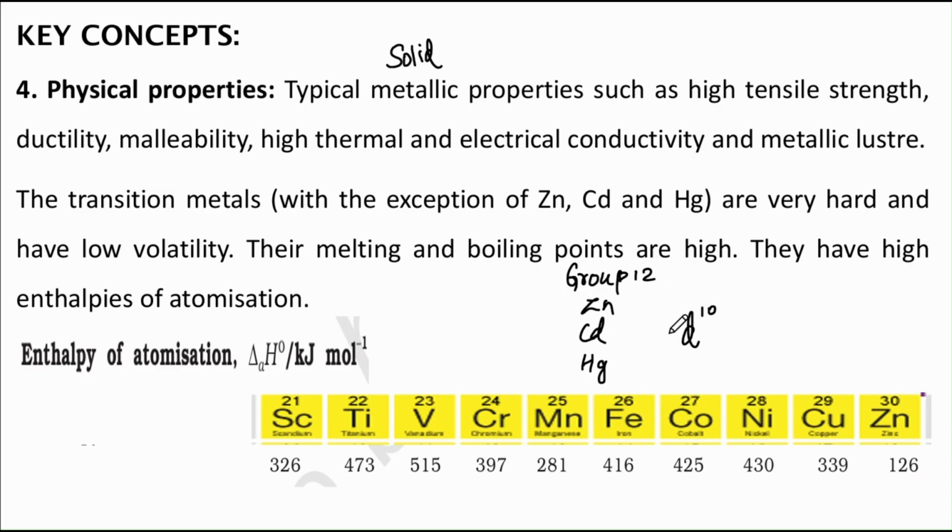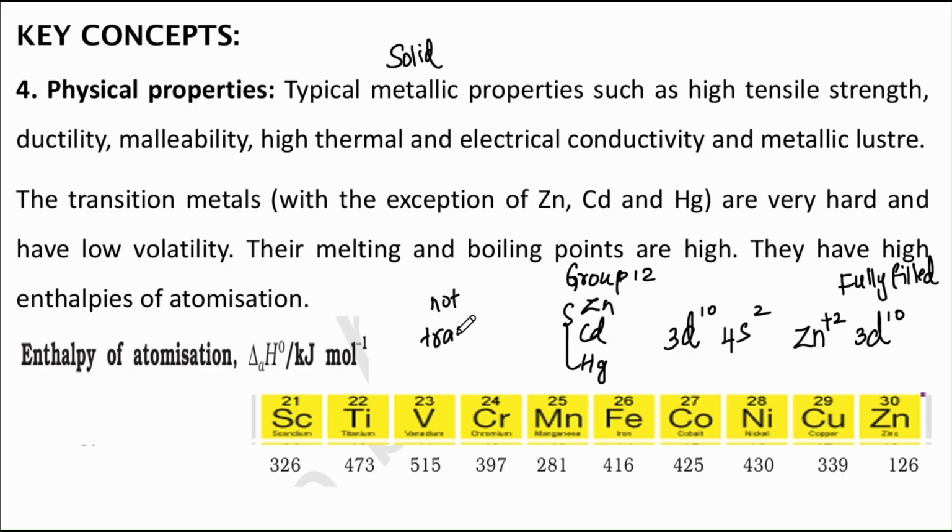For example, let us take zinc. Zinc has the configuration 3d10, 4s2. Even in the +2 oxidation state, zinc has the 3d10 configuration, that is the fully filled d orbital. So the three elements in group 12 are not considered as transition elements, because only an element which has a partially filled d orbital should be considered a transition element. So the group 12 elements are not transition elements.